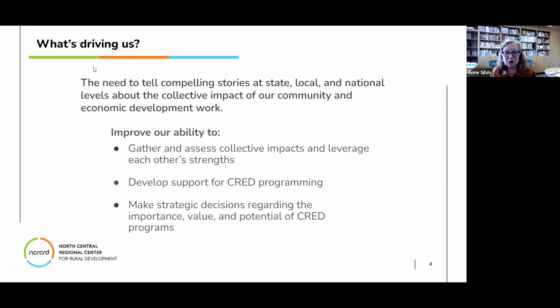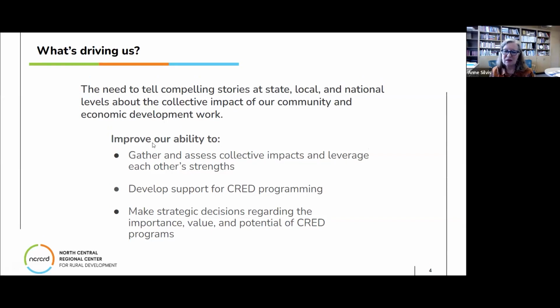So the workshop that we'll be doing later this month will really focus on the development of a set of indicators that will work for you, no matter what state you're in, no matter what system you're in, no matter what region you're in.